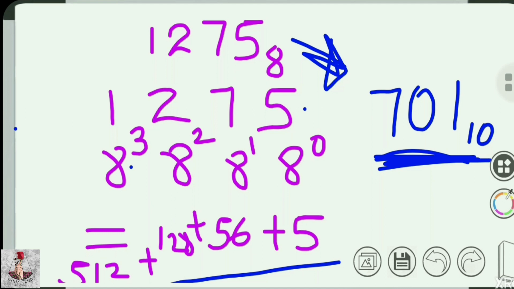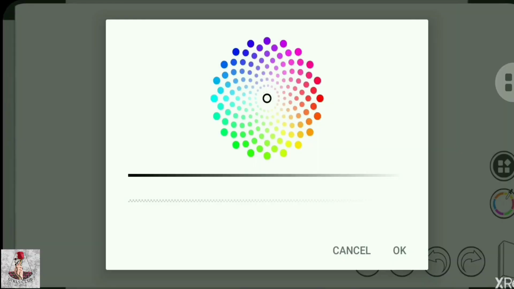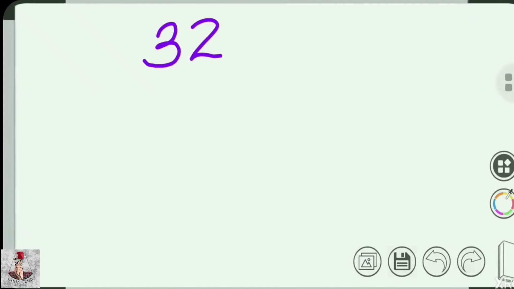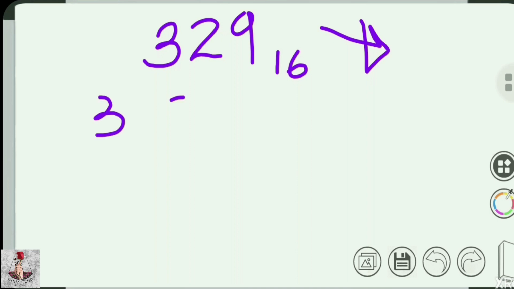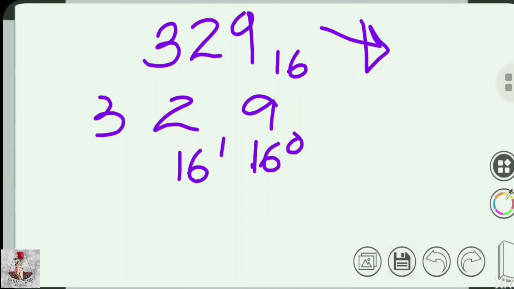Okay, so now that is octal. How do you do hexadecimal? Say 329. These are all in base 16, so let's see how. 3, 2, 9. 16 to the power 0, 16 to the power 1, 16 to the power 2. Now what do we do?